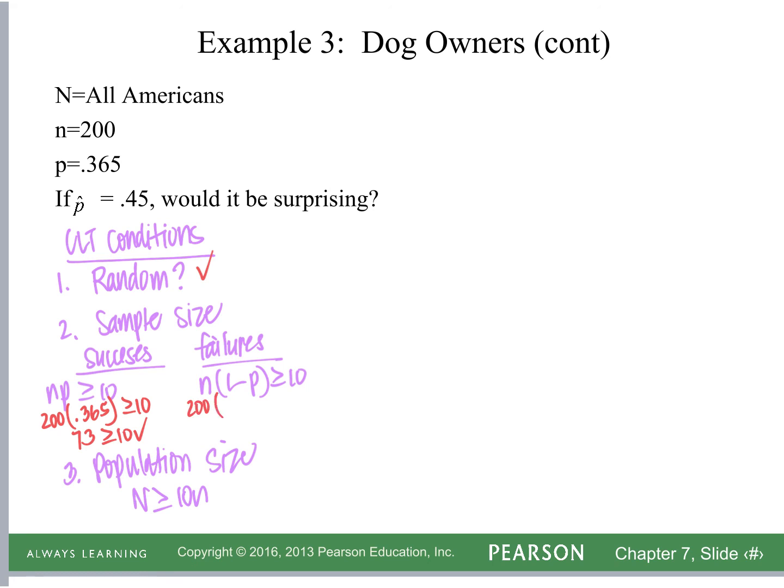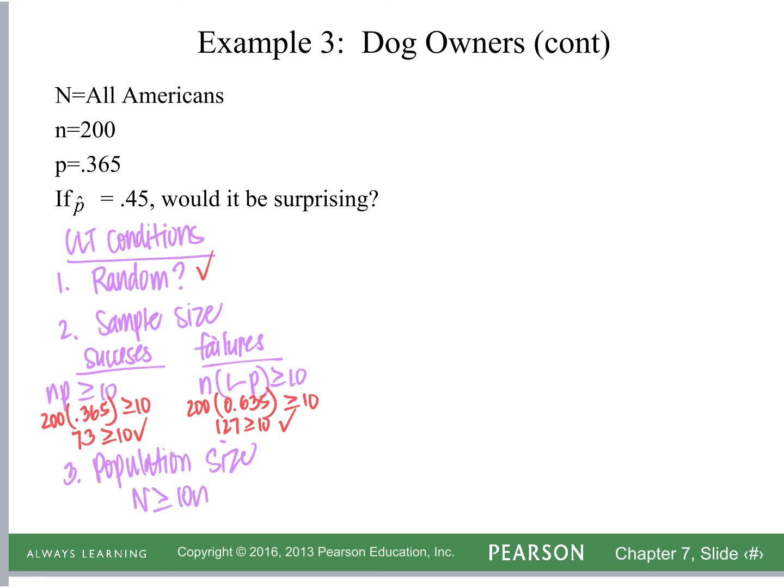We'll check the failures. Sample size 200. If we do 1 minus 0.365, you get 0.635 as the failures. And when you multiply that by 200, it comes out to 127. So we know that the sample size is large enough. 200 is a good sample size.